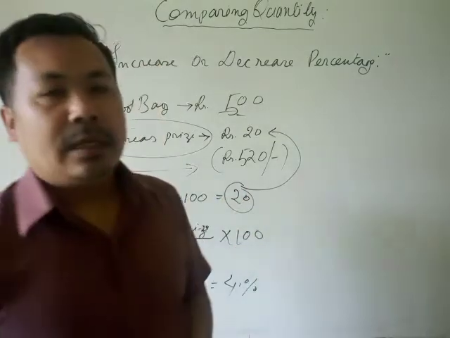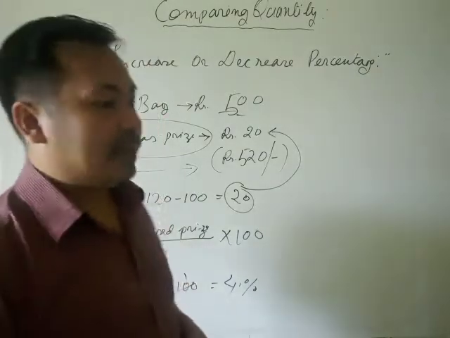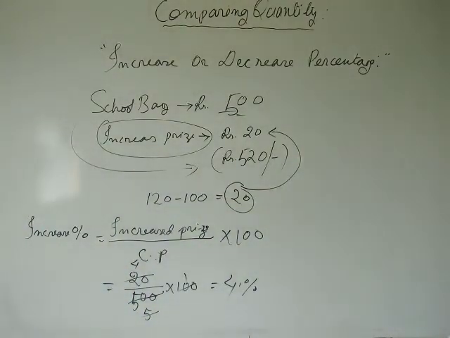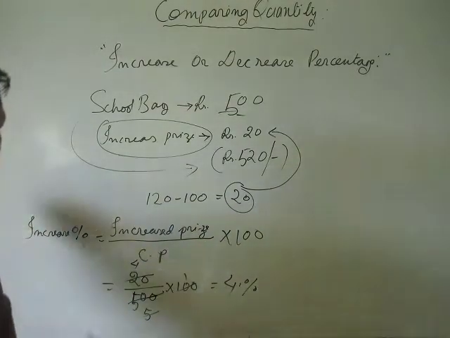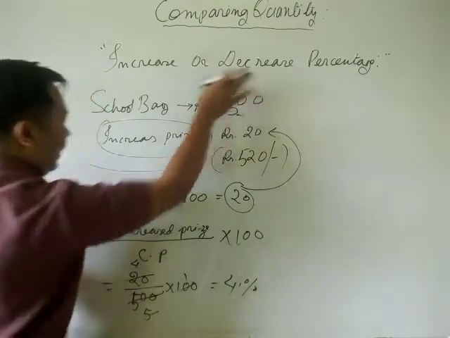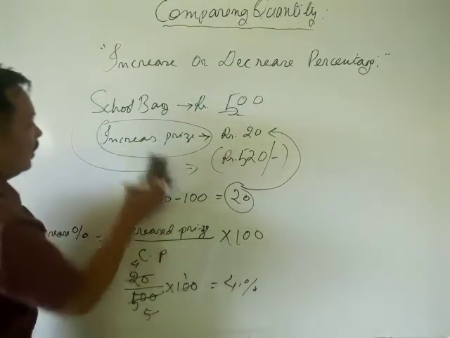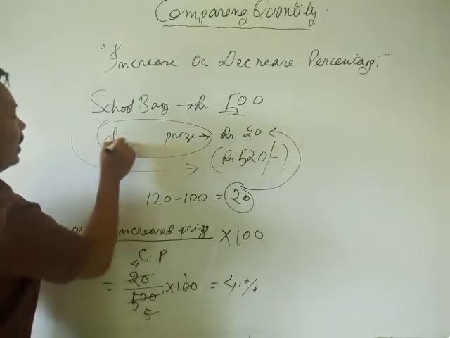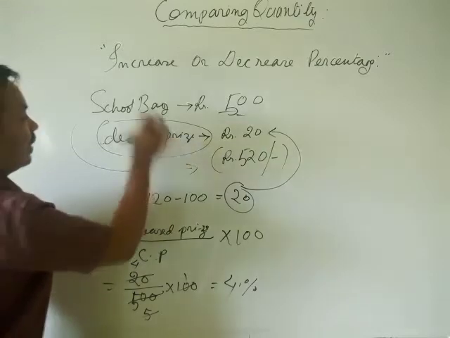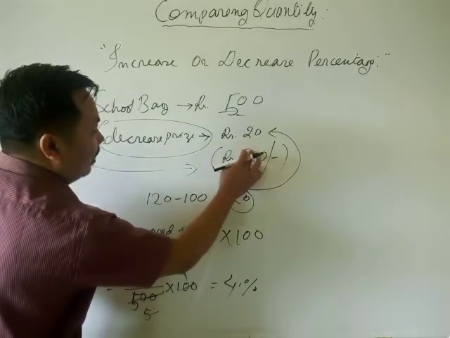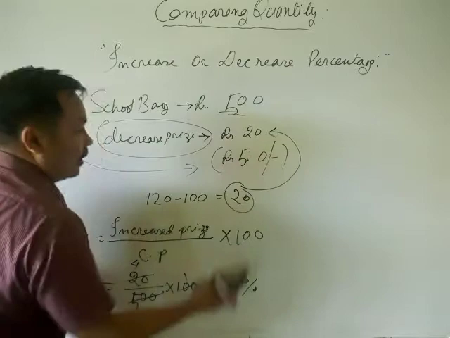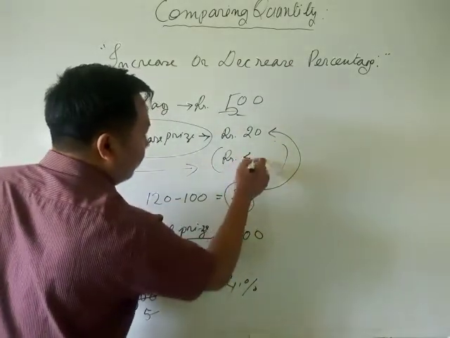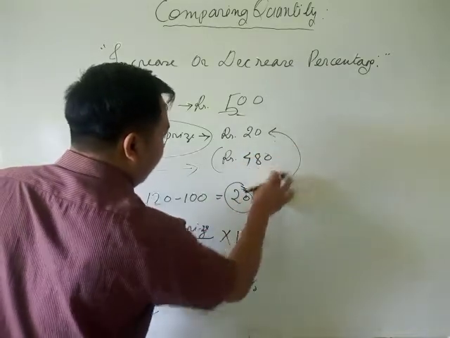Now come back to the decrease percentage. Increase we finished, now let's see the decrease percentage. So if it is a decrease, here it will be the decrease price. Then after deducting, how much will the price be? The price will be 480. 480 you will get here, isn't it?